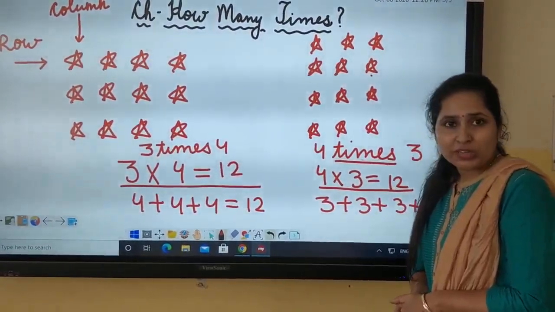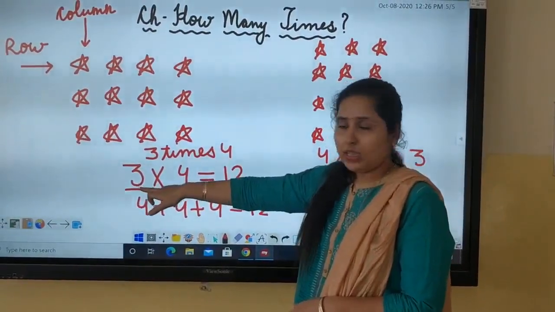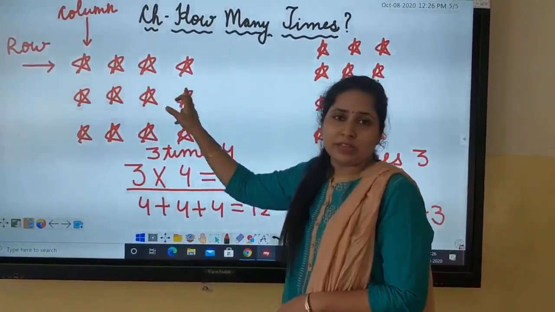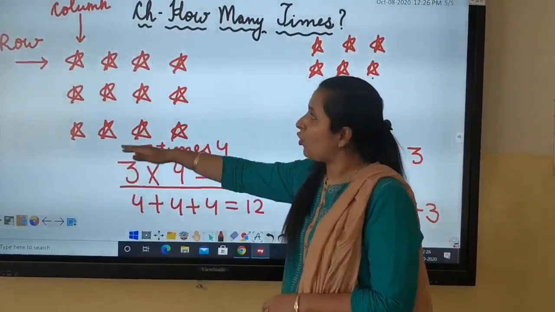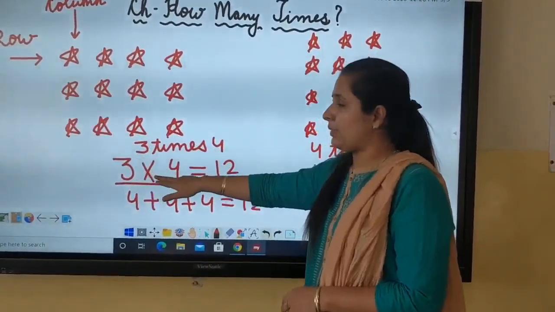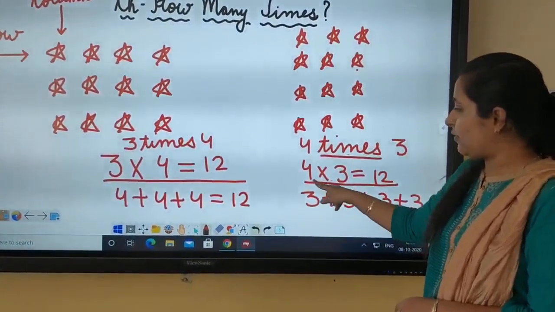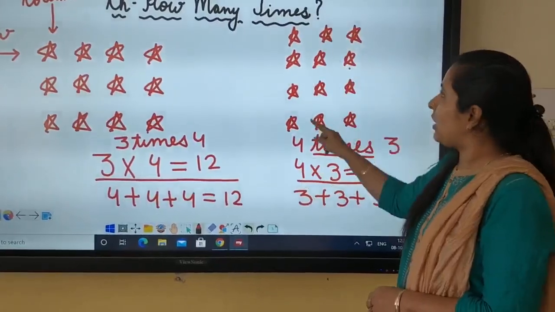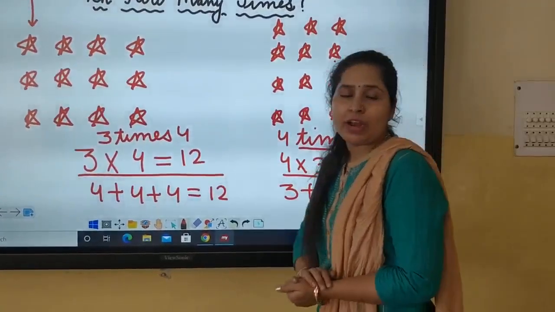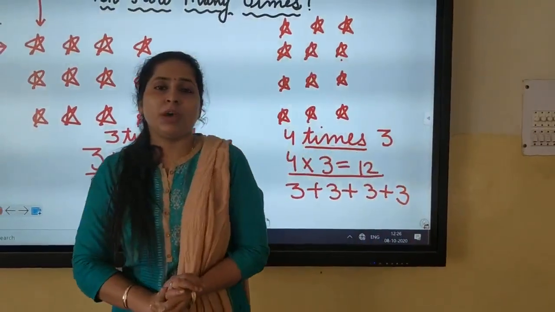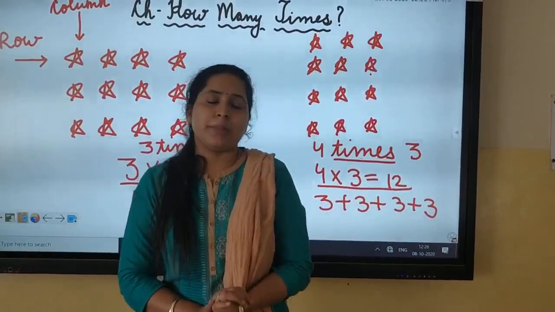But we need to understand which number we have to write first. Here you saw 3 rows were there, that's why 3 has come here, and 4 columns were there. So 3 multiplied by 4. And here rows are 4. So first of all we have written the number of rows and then the number of columns: 4 multiplied by 3. Same kind of questions are given on page number 123 of your maths book. Try to solve them in the same manner.